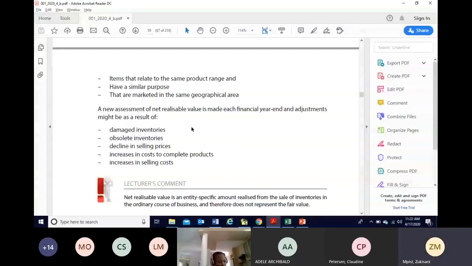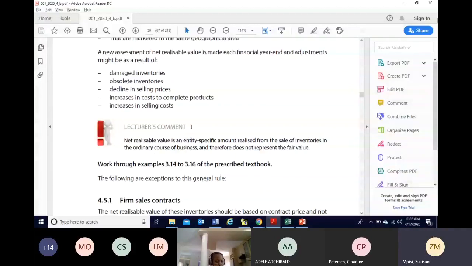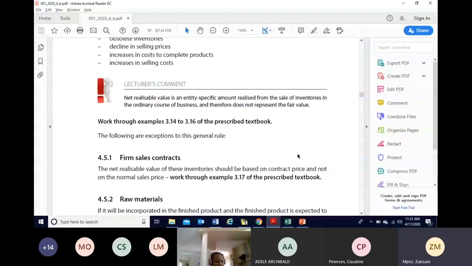So net realizable value, I've also explained that there is an assessment that takes place where there are indicators. And then we've got the biggest thing, a lecturer's comment that says net realizable value is an entity-specific amount realized from the sale of inventories in the ordinary course of business. Therefore, it does not represent the fair value. So sometimes you'll be given the value of net realizable value. At times, this is the cost that you'll have to calculate.